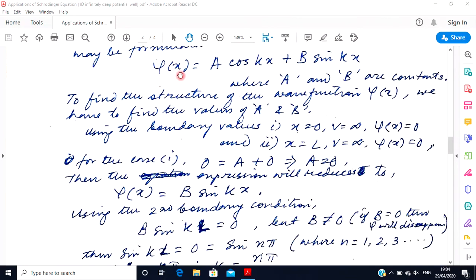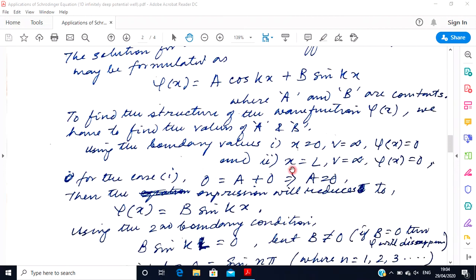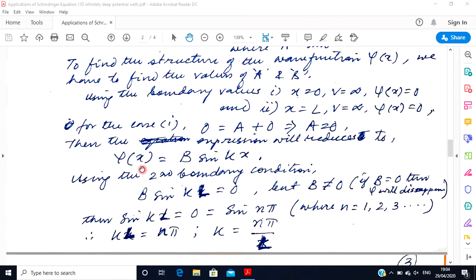So when x equals 0, let us put this in the equation. If we put 0 here, this will give us 0 equals A plus cos 0, which is 1, so A will exist, and sin 0 is 0, so that term will disappear. So A equals 0. We are able to find the value of one constant, A, which equals 0. So this equation now reduces to psi(x) equals B sin kx.